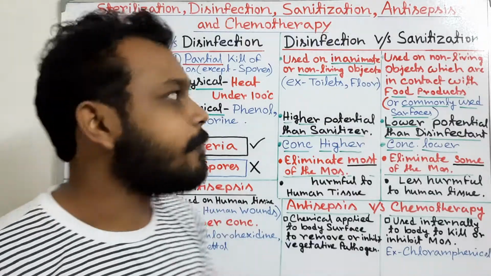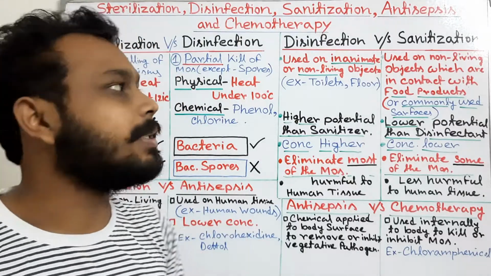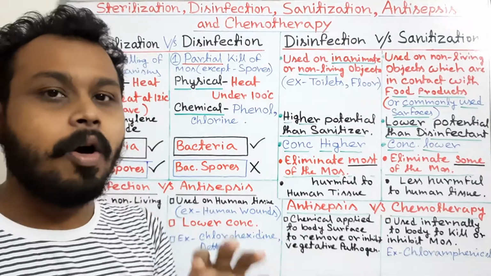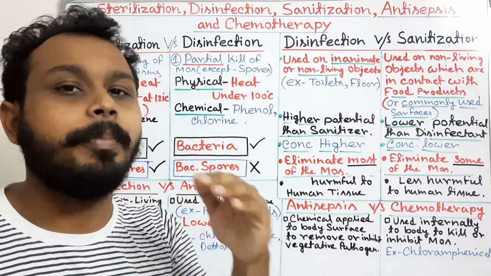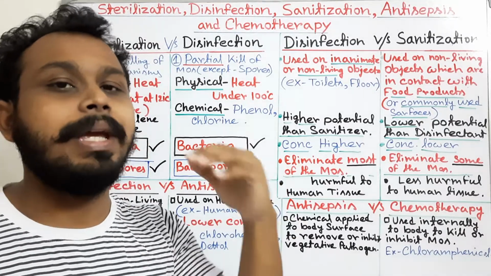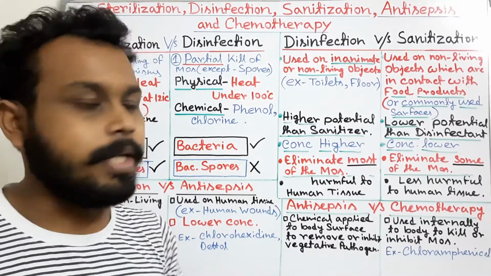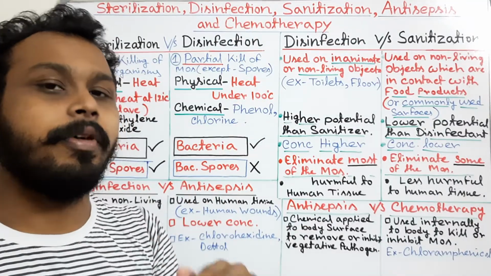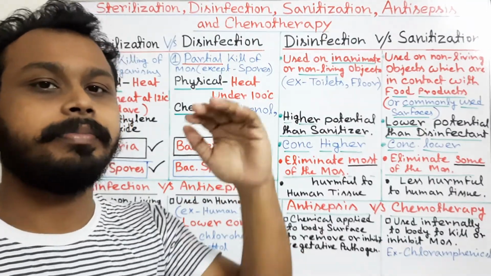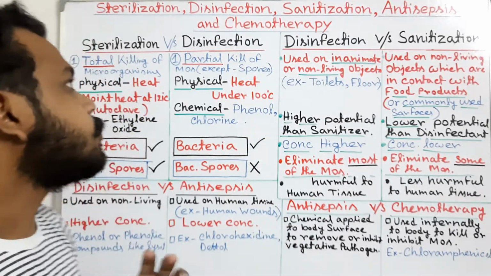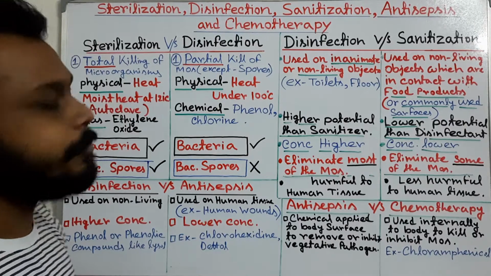Okay. So at first we have to remember that all of these processes are involved to kill or inhibit the growth of microorganisms. All of these processes are involved in killing or inhibition of growth of microorganisms. Okay, so now let's discuss the differences.